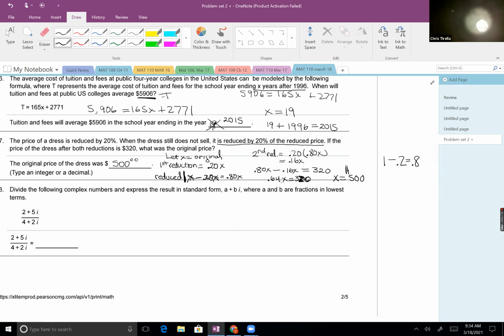I think that's not difficult computation, but it's one that people frequently miss. Realize that your plain old X has a coefficient of 1. So when I take 1 minus 0.20, I do get 0.80.